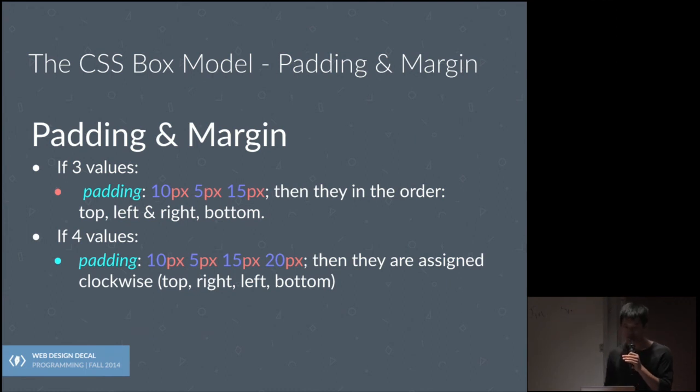So for padding with 3 values, top is 10 pixels in this case, left and right would be 5, and the bottom would be 15. And the final one would be totally clockwise. So it would be top, right, bottom, and then left. Am I doing that right? Nope, that's right. Top, right, bottom, left. So that's the order in which the paddings would apply. Very obscure stuff, but just good to know when you're applying padding and margin. Everything I just said applies to margin as well.